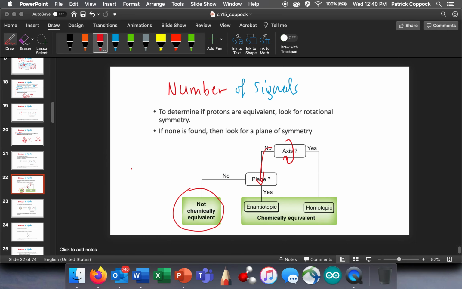So if you've got two that are not chemically equivalent, H1 to H2, then they're going to technically give you two separate signals. Although I must warn you, sometimes the signals are so close to each other that they're right on top of each other. It looks like one signal.